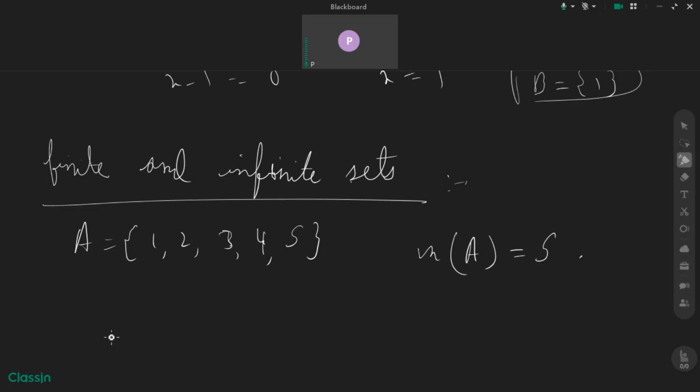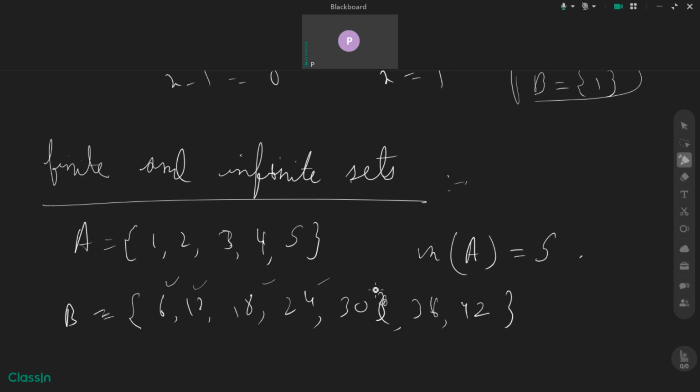Similarly, I will take set B equal to {6, 12, 18, 24, 30, 36, 42}. If I see how many elements there are: 1, 2, 3, 4, 5, 6, 7. I will say that the number of elements in B is 7. So n of B, the number of elements in B, is 7. I will say it is a finite set. So a finite set is a set which has a certain number of elements that can be easily counted.